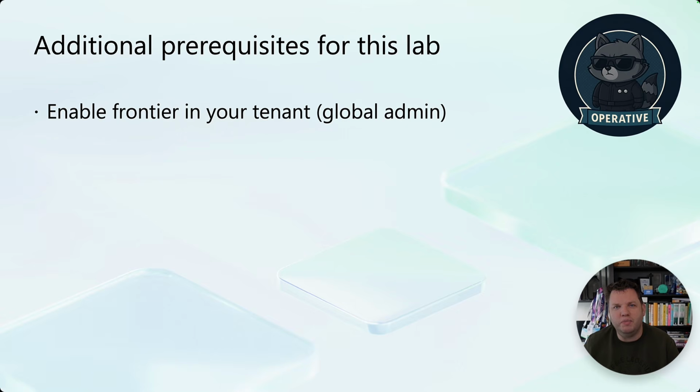Before we begin this mission, I want to quickly highlight one additional prerequisite. To complete this lab successfully, Frontier needs to be enabled in your tenant, and that requires global admin access. If you don't have that, you can ask your administrator to enable it for you. And if you can't do that, then you can skip this lab or just watch the demo later to see what it does.